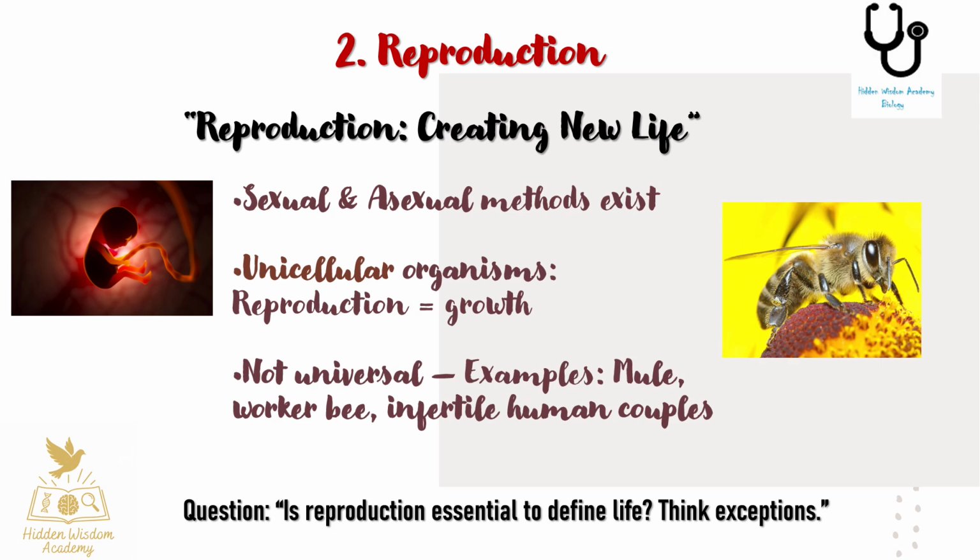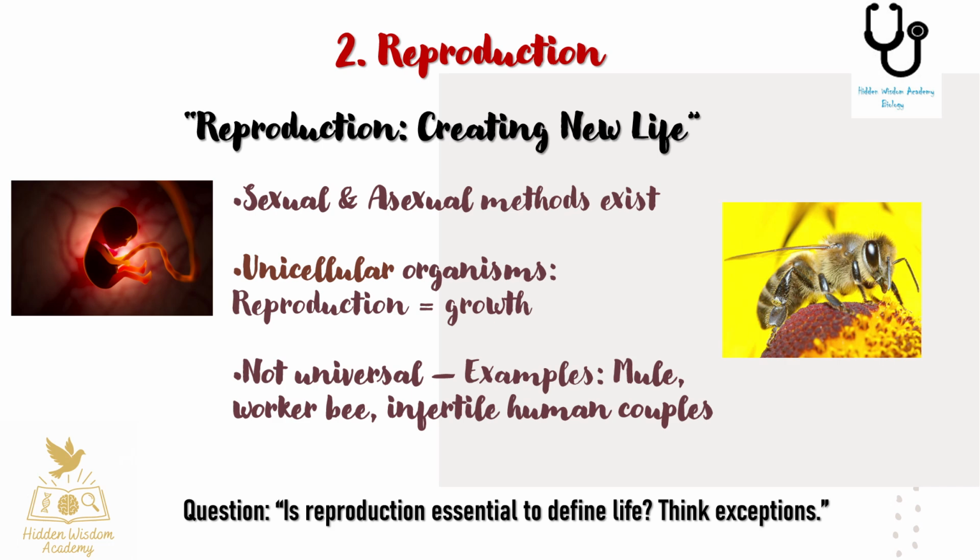Reproduction is the process by which living organisms produce their offspring. It can be asexual, like in bacteria or amoeba, or sexual, like in most animals and plants. In unicellular organisms, reproduction and growth are often the same: one cell divides to form two.